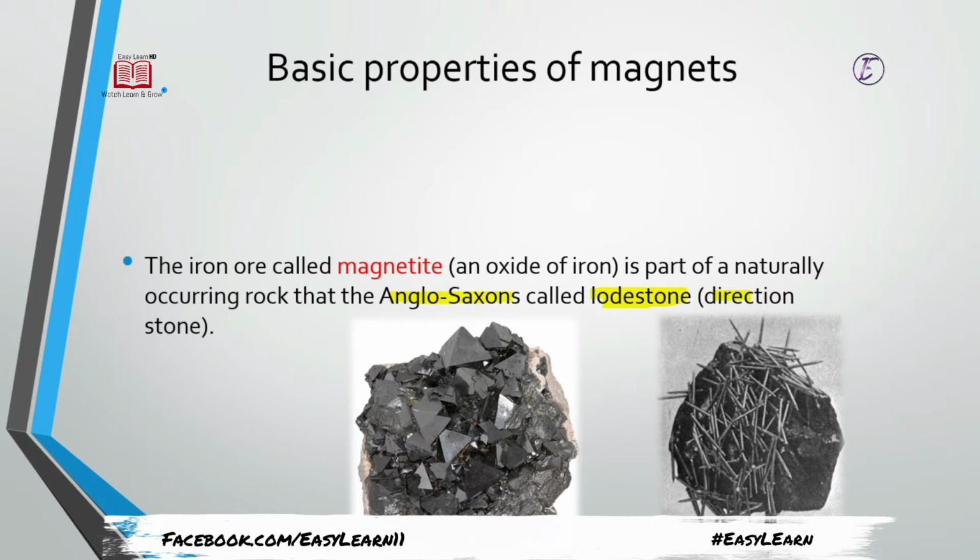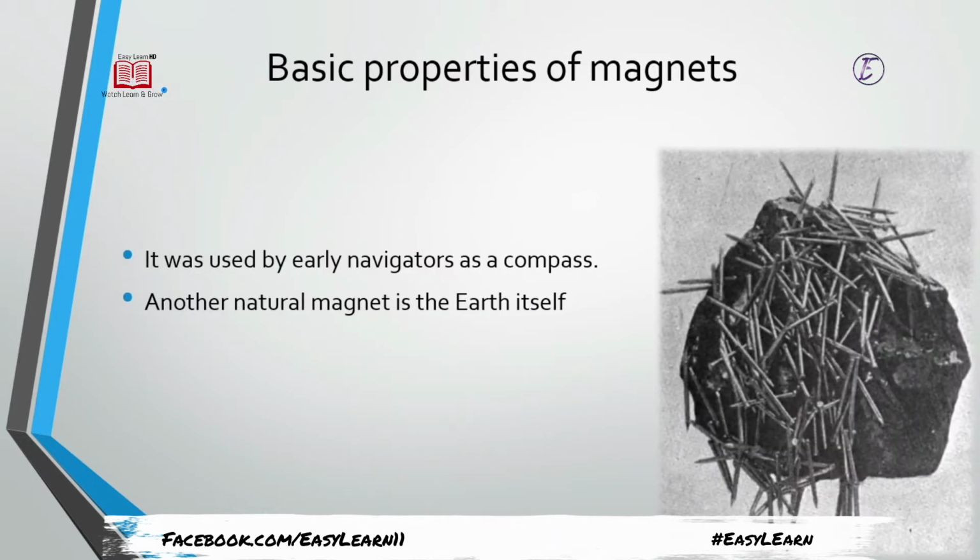Like if we place the nails on this, you can see it attracts them, and due to the attraction principle it is very useful, because the earth is also naturally magnetized and is a natural magnet. So it was used by early navigators as a compass.